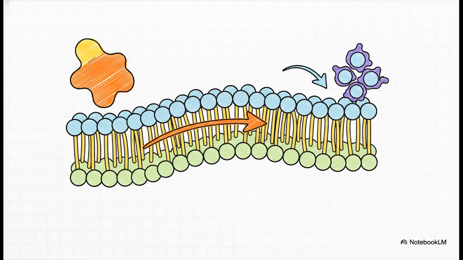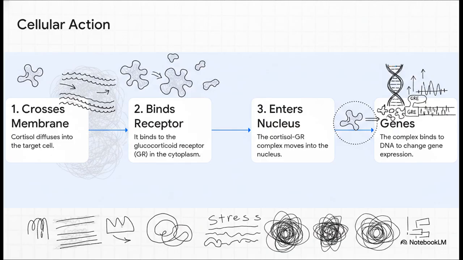And because the cell membrane is a fatty layer, cortisol can just slip right through it and get to work inside the cell. So once it's inside the cytoplasm, cortisol finds its specific glucocorticoid receptor, which is usually just sitting there being kept inactive by chaperone proteins. The moment cortisol binds, it causes a shape change. The chaperone gets kicked off, and this newly activated hormone receptor complex makes a beeline for the nucleus.